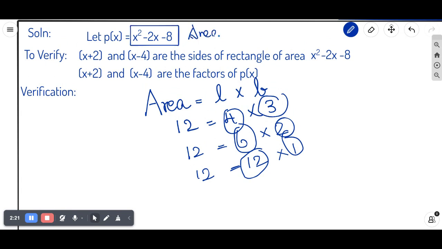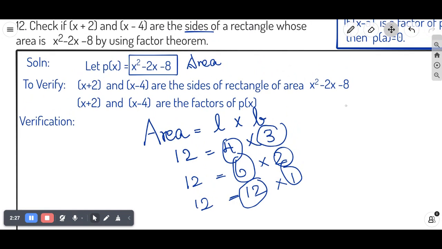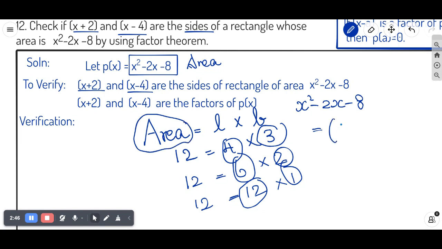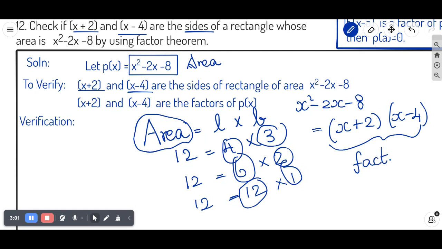So the area of a rectangle. If this is the area, what is given in your question is that you have to verify these two are the sides, x plus 2 and x minus 4. X plus 2 and x minus 4 are the sides of the rectangle, which means your area x square minus 2x minus 8 is equal to, like I said here, area is equal to side into side, which means x plus 2 into x minus 4, which implicitly says these two are factors. So in order to say these two are sides of a rectangle of this area, you can simply say these are factors of this polynomial p of x, that is enough.